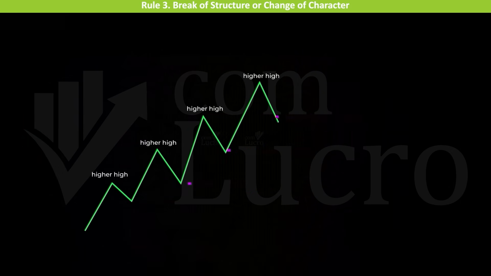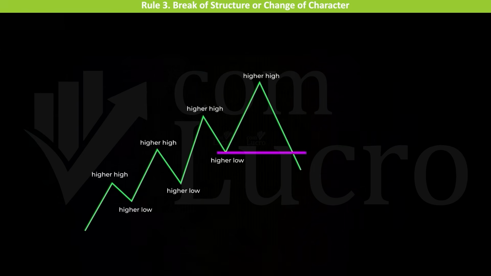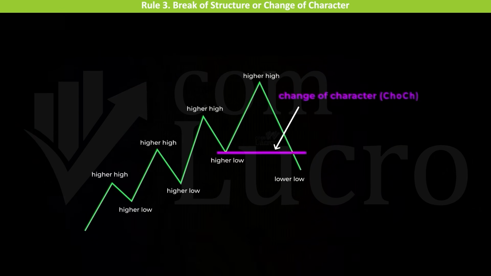Of course, markets do not remain in an uptrend forever. At some point, the trend begins to change. This shift occurs when the previous lows are broken, leading to the formation of lower lows. Before this break, price was forming higher lows. Once those levels are broken, they turn into lower lows. This break of the previous lows during an uptrend is known as a change of character, often abbreviated as CHOCH.